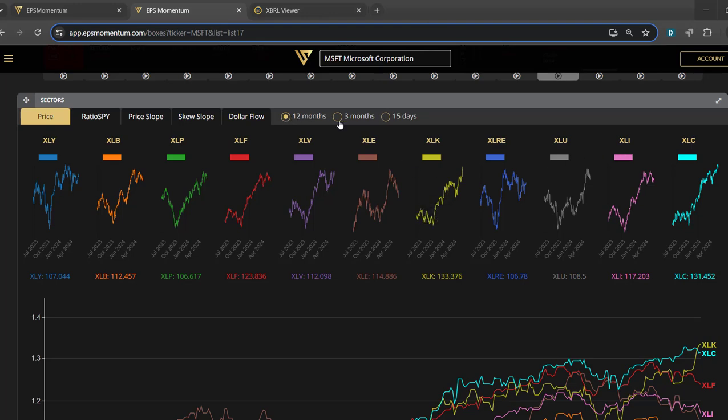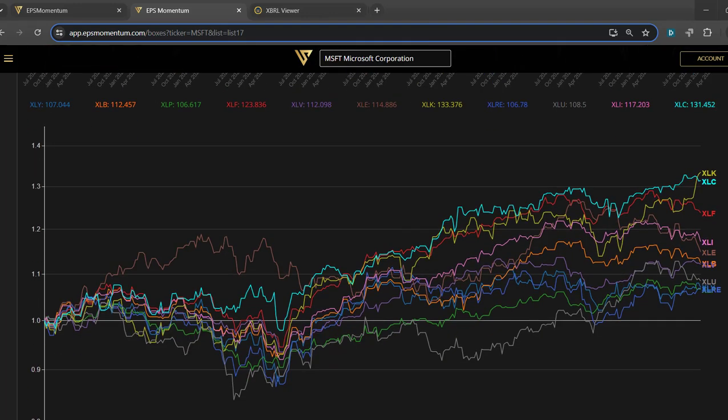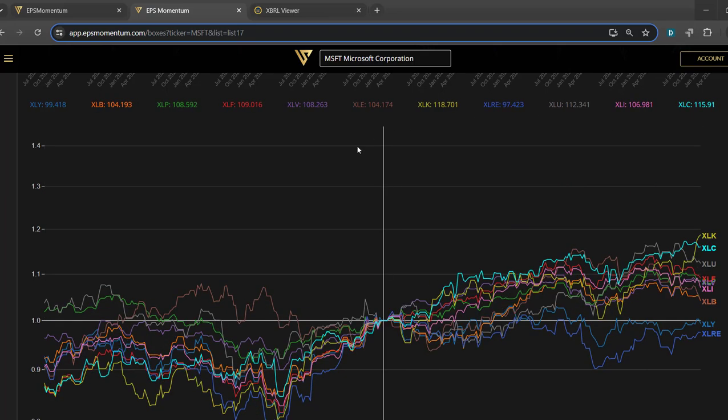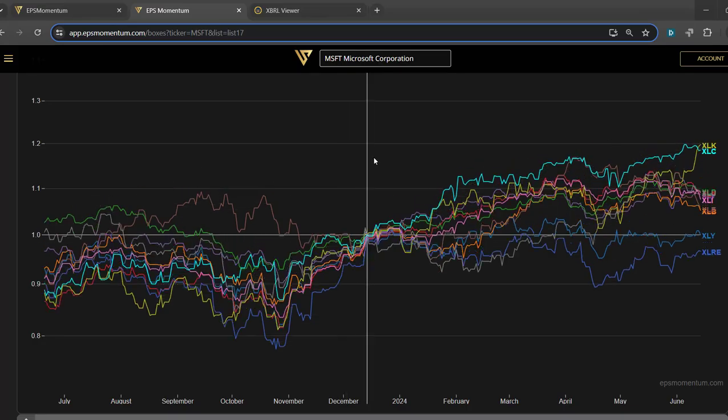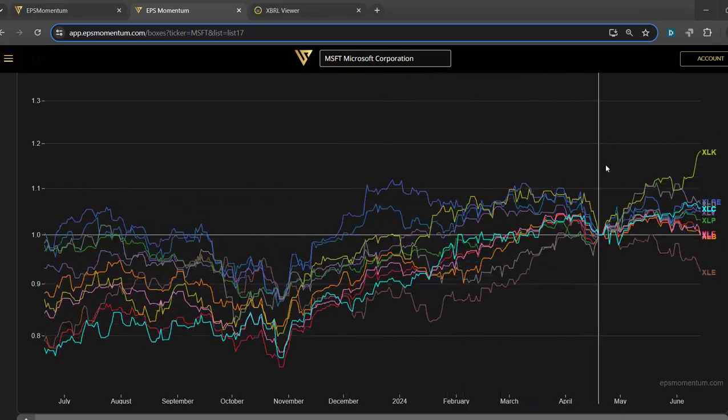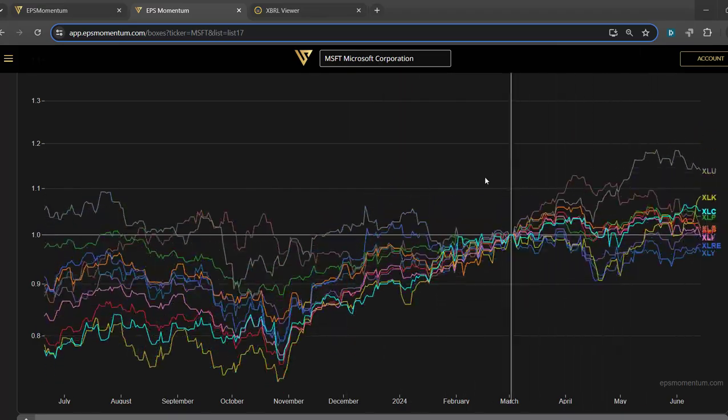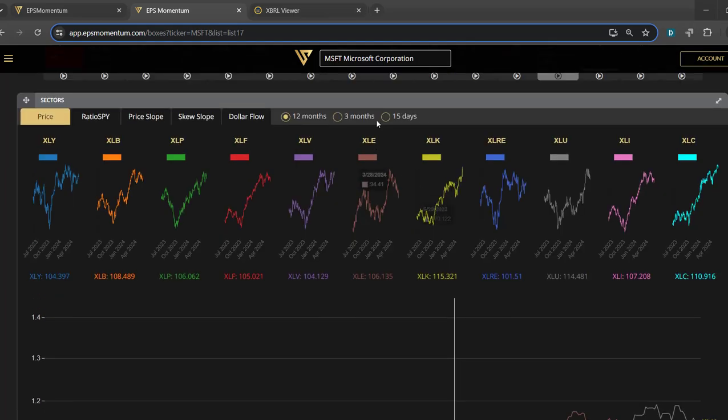Here we have 3 periods, so the 12 months growth of these. The good thing is you can move to any date during the year, December, November, and so on, to see the growth of these curves relative to one another, all normalized.